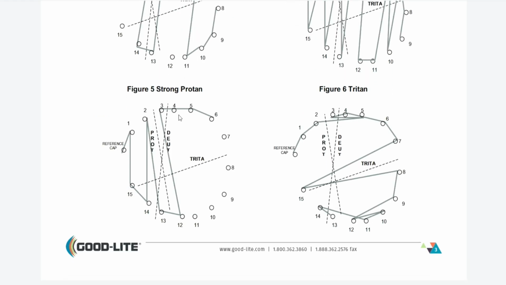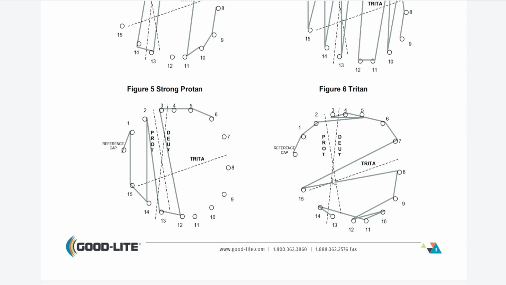And similar with these ones, this is a strong Protan. You can see these, again, the lines are parallel with Protan. Again, look at the plotting of the line, couldn't even plot 7 to 12 because of the crossovers. Look at the crossings there, all crossing the chart, strong Protan.